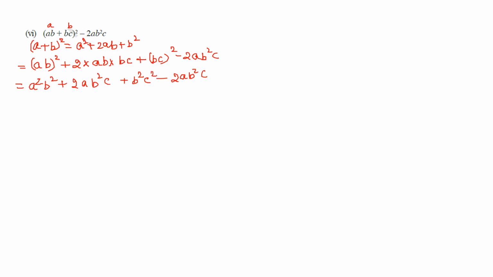Now you can see plus 2AB square C minus 2AB square C, I can cancel. So it will be A square B square plus B square C square. So this is the answer for the sixth question. Now seventh question, (m square minus n square m) whole square plus 2m cube n square.